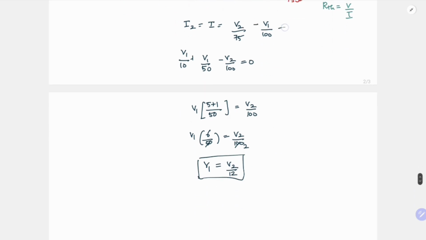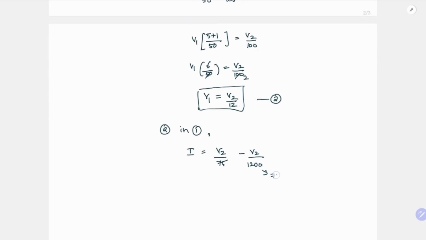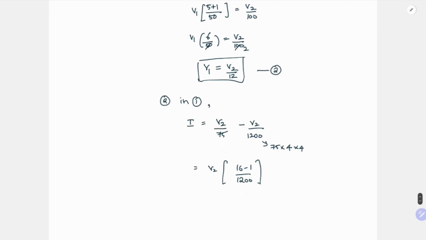So now if you substitute this in this equation, so you put 2 in 1, what you will get? Your I is equal to V2 by 75 minus V2 by 1200. The 1200 is nothing but 75 into 4 is 300, into 4 is 1200. So this is V2 by 1200 times, taking LCM, 16 minus 1, which is 15 by 1200. So this 5 times this 400, 1 and 80.